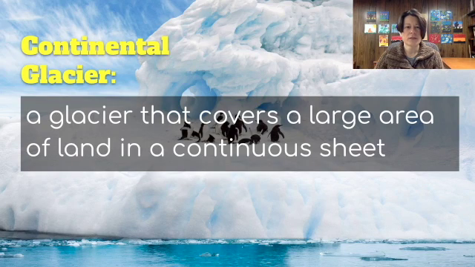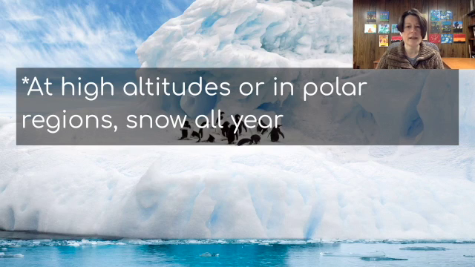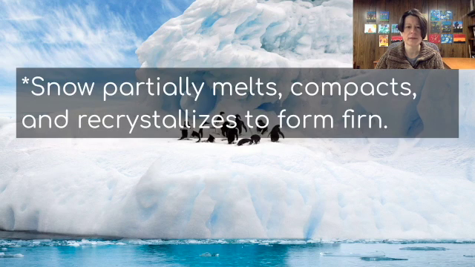Now, there are two types of glaciers. There's a continental glacier. This is a glacier that covers a large area of land in a continuous sheet. So these are generally found in very high altitude areas. You're going to find these in the Arctic and the Antarctic. How they form: at high altitudes or in polar regions where it snows all year round. This is where you're going to find these forming.